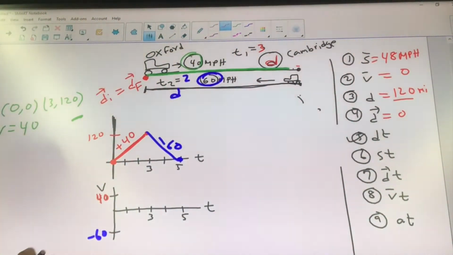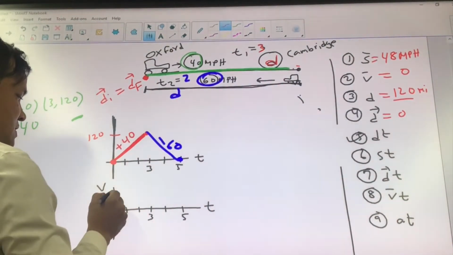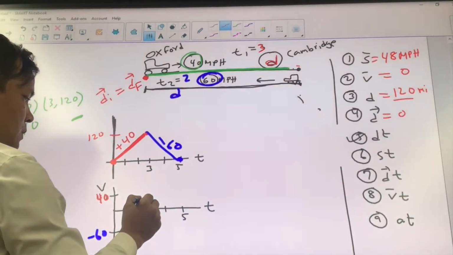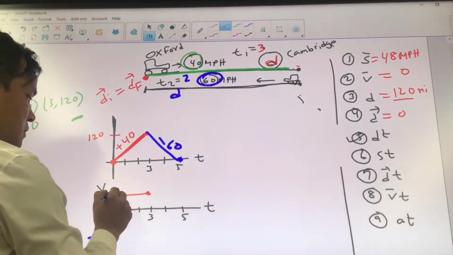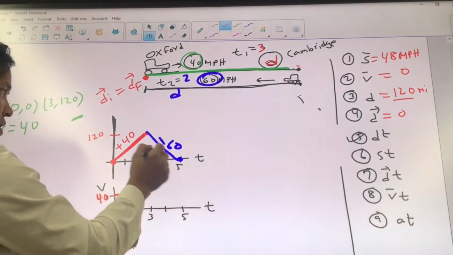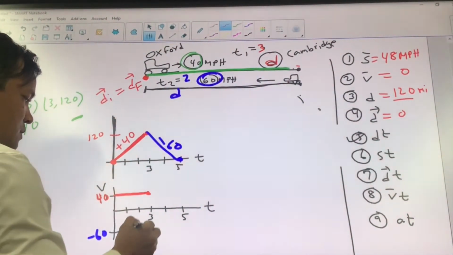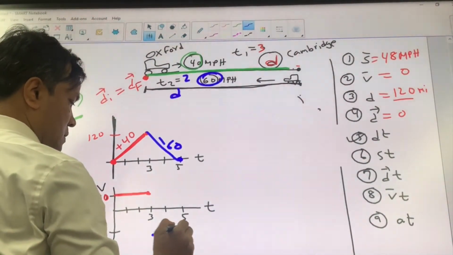Yes, I need to use this 40. So what is the slope of this one? The slope of this one is positive until 3 seconds. What is the slope of this one? It is negative. It's negative 60.